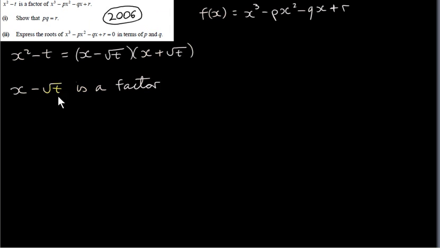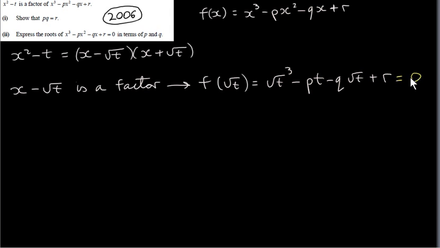We could apply the factor theorem now. If we know that x minus root t is a factor, then we know that f of root t must equal 0. So I'm just going to get f of root t. We plug root t in for x, and we get root t cubed minus p times root t squared. Now root t squared is just t, so we get minus p times t. Then we have minus q times root t plus r, and this must work out to 0, because root t is a solution of the equation f of x equals 0.